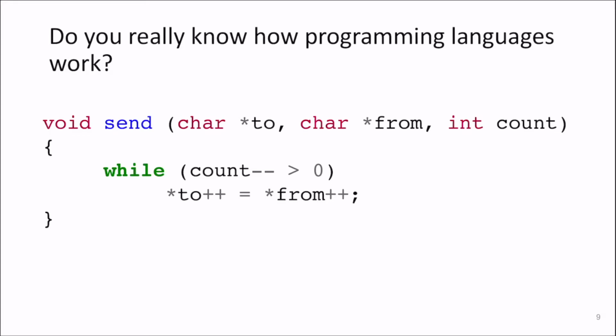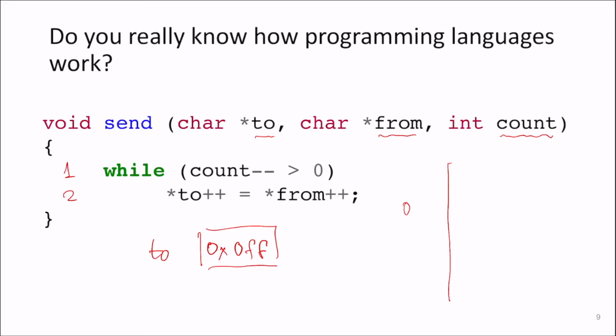Here is an example C program. It's a very simple C program with essentially 2 lines of code. This function is called send. It takes 2 arrays, an array called to and an array called from, and a count. The variable to contains a pointer. Pointers are often written in hex, so let's say that to has the value 0x0ff. Somewhere in memory there is 0x0ff, and if this is my memory, then to is pointing to this position over here.